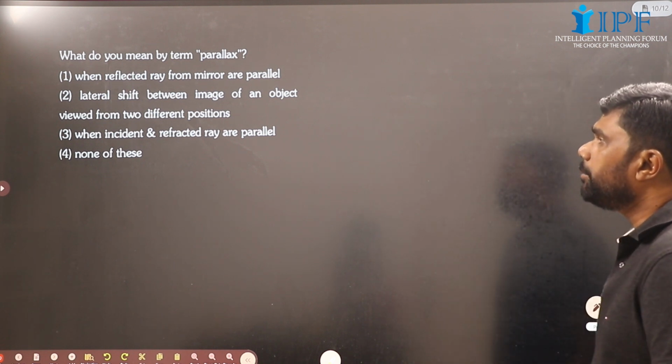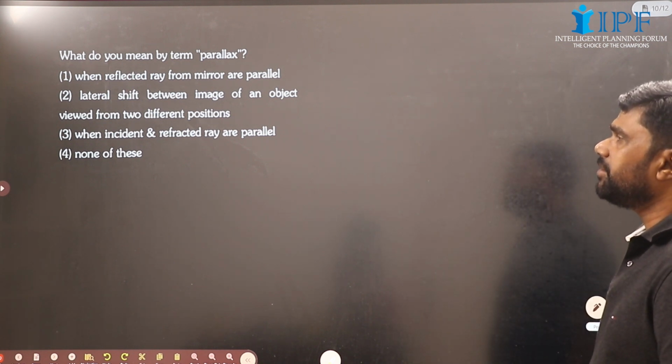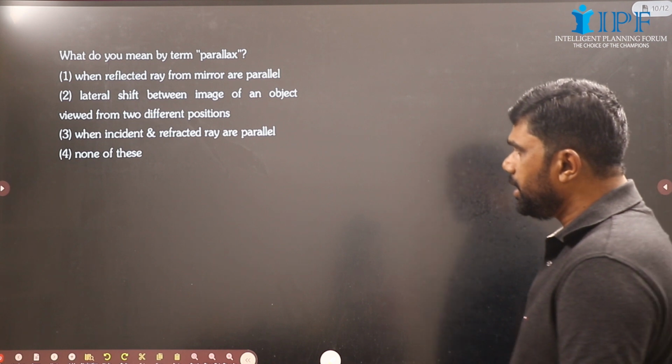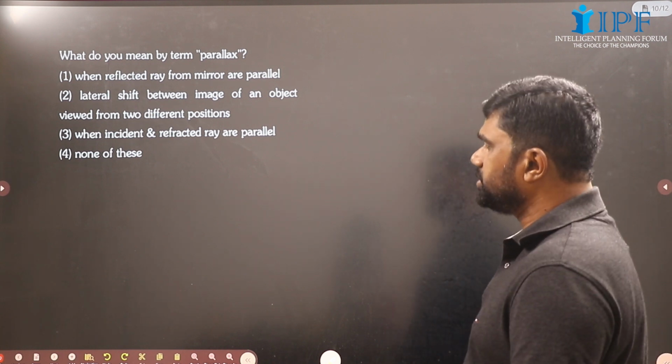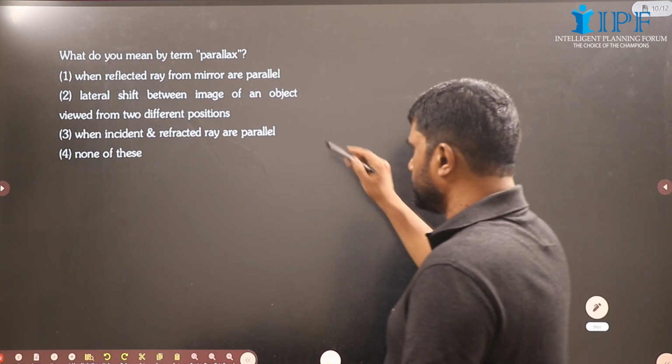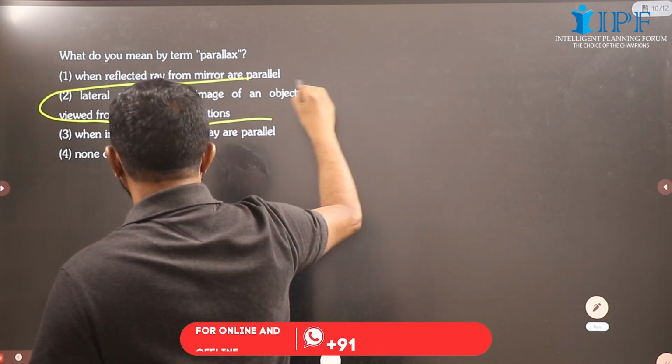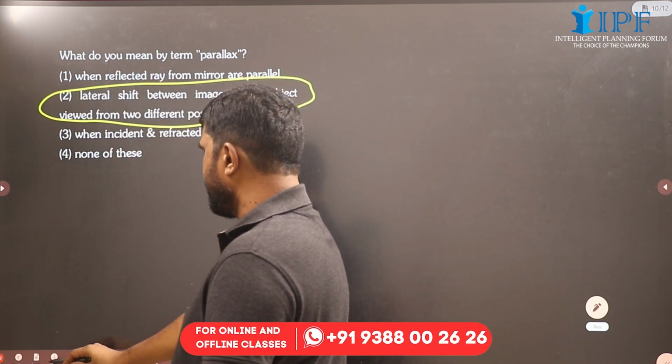What do you mean by the term parallax? When reflected rays from the mirror are parallel, the lateral shift between images of an object viewed from two different positions, that's the parallax.